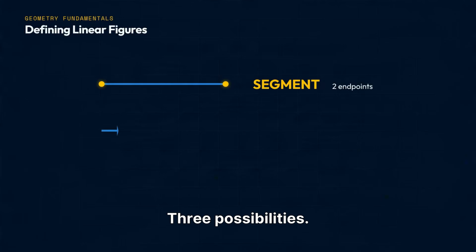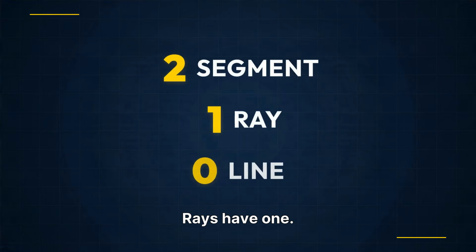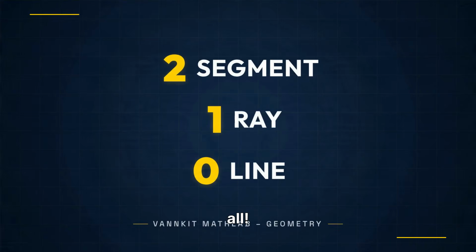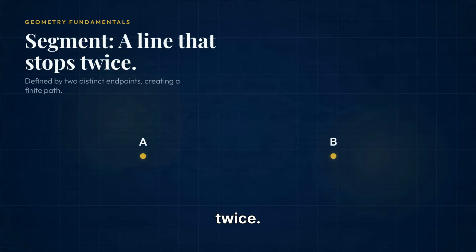Let's find out. One line, three possibilities. What changes when we control the endpoints? Segments have 2 points, rays have 1, lines have none at all. See the difference? A segment is like a line that stops twice.